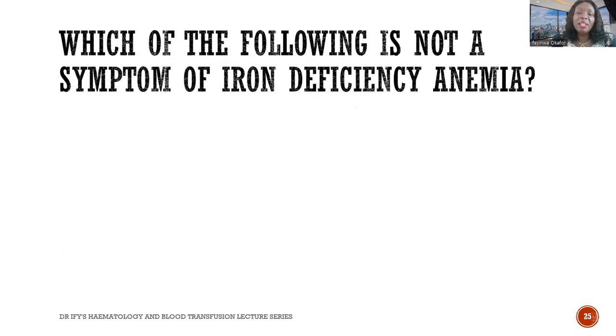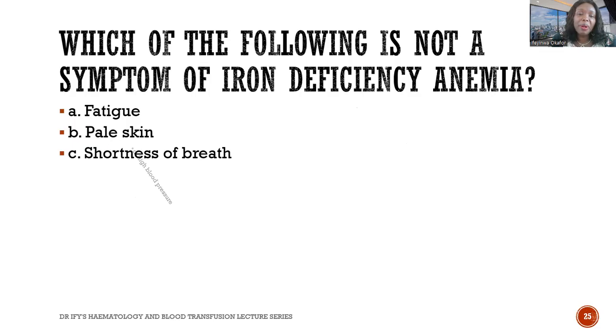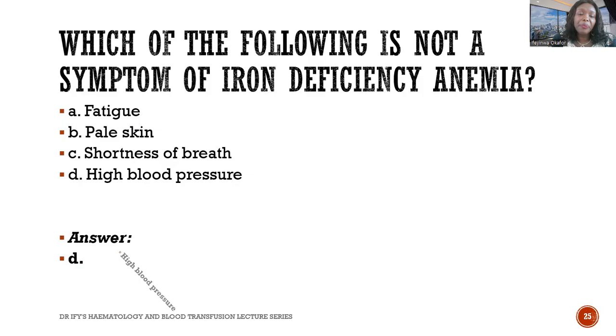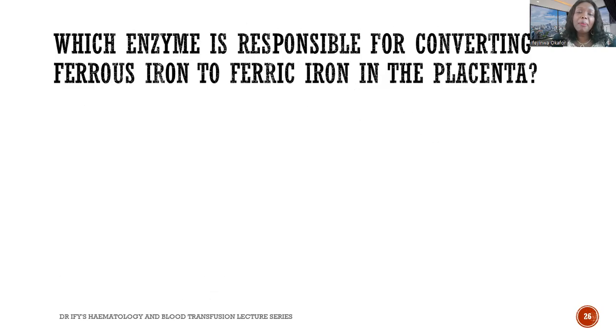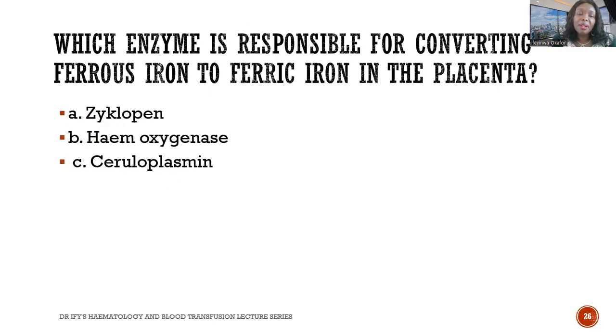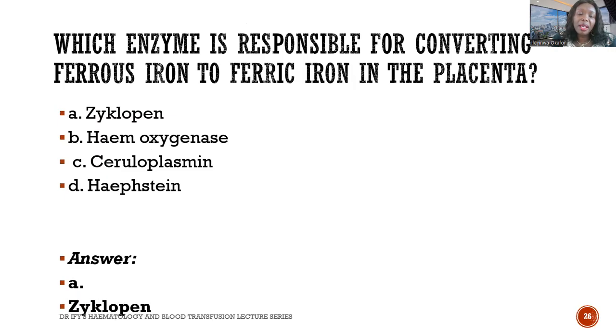Which of the following is not a symptom of iron deficiency anemia? Fatigue, pale skin, shortness of breath, high blood pressure. Answer D, high blood pressure. Which enzyme is responsible for converting ferrous iron to ferric iron in the placenta? Cyclopen, heme oxygenase, cellular plasmin, hepcidin. Answer A, cyclopen.